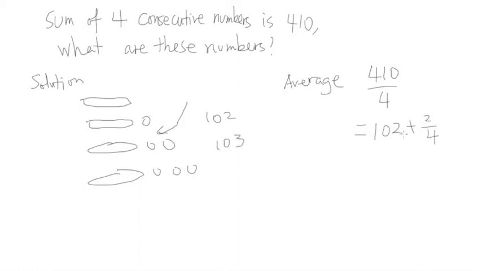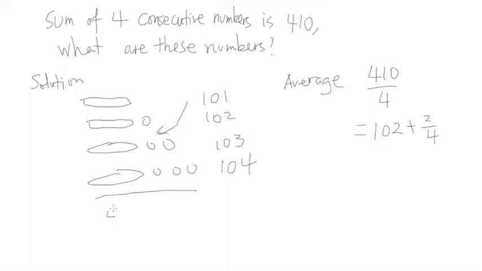So this is something to be expected. Even though you don't have an integer, the problem is still solved, because that's what it means. The second number will be 102, the third number 103, the first 101, and the last 104. That will add up to 410.